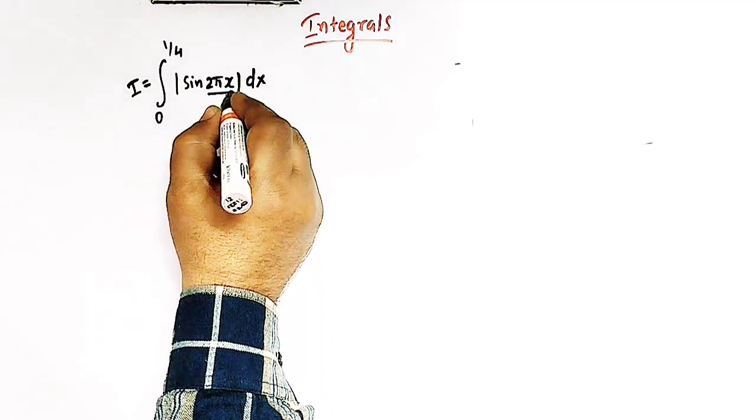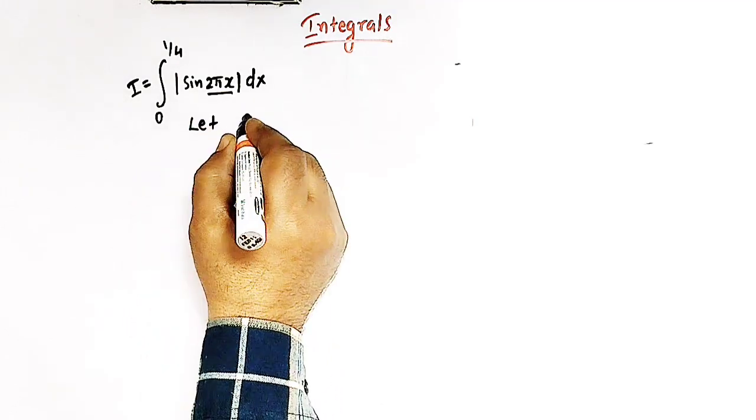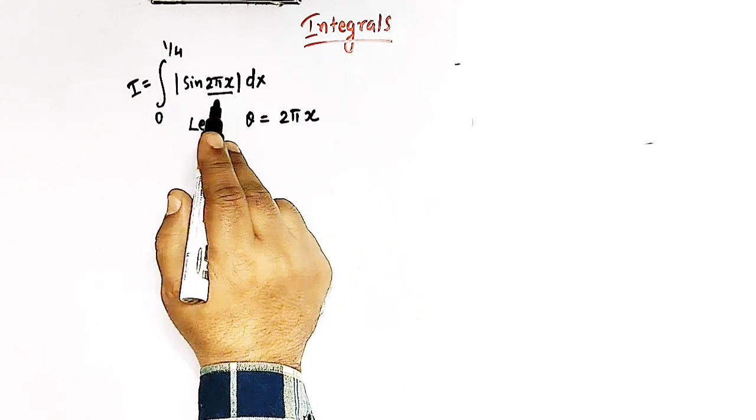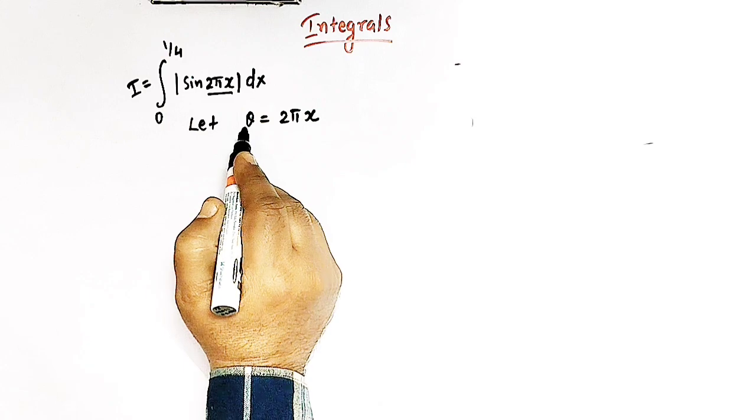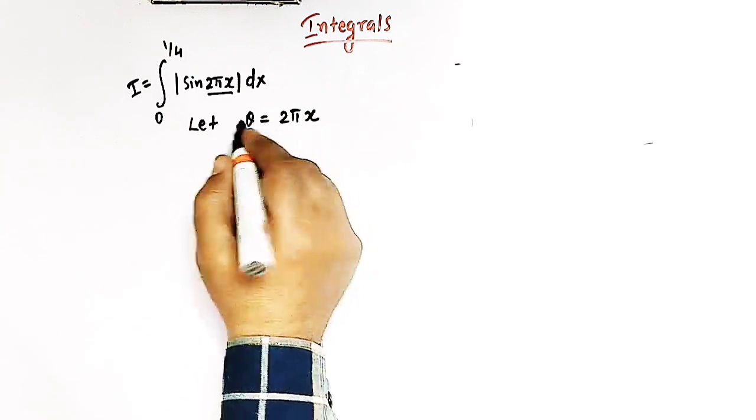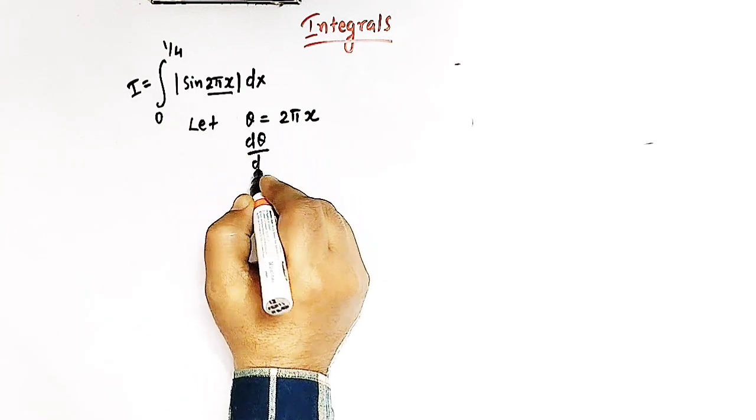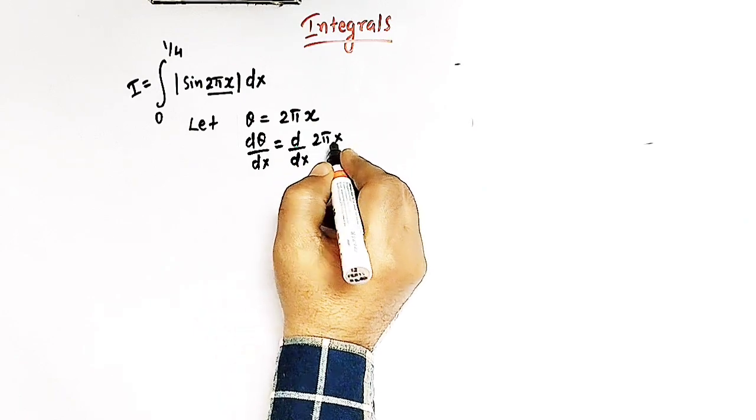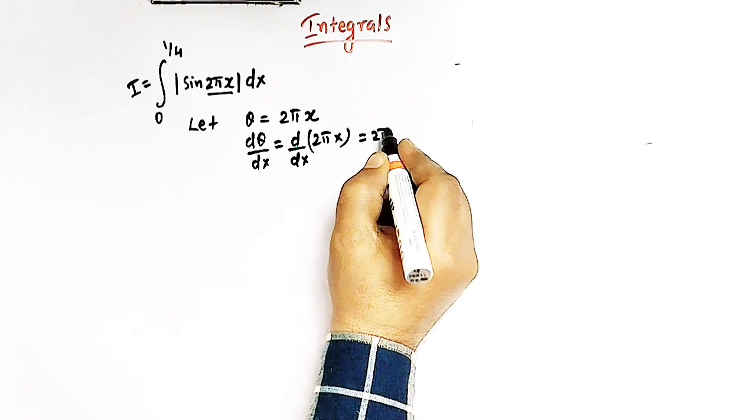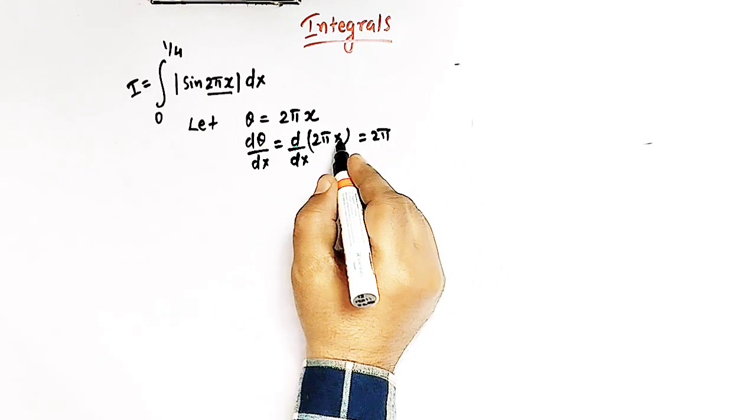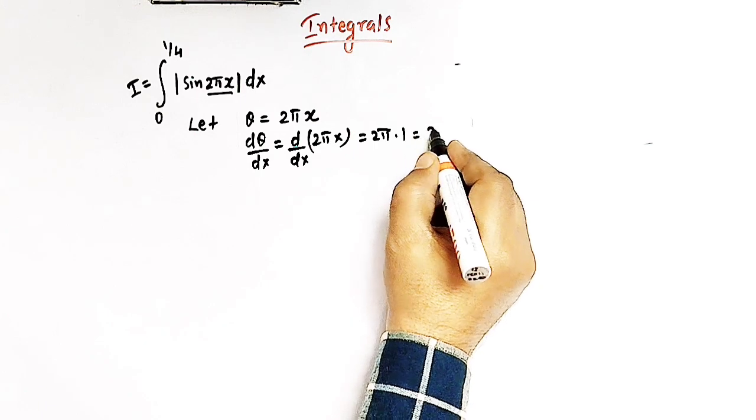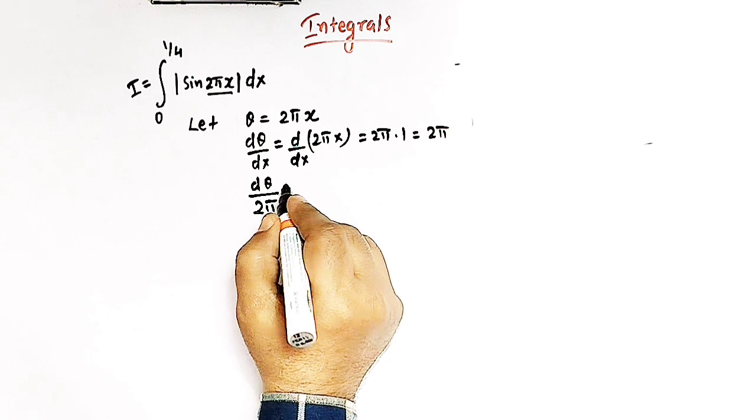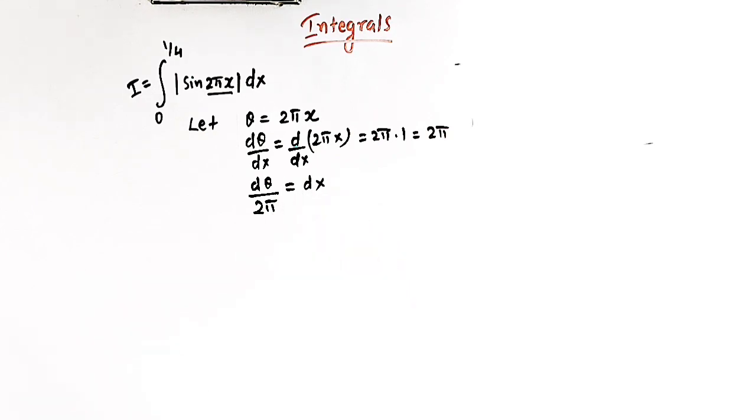So here let us substitute theta is equal to 2 pi x, right? So here we introduce this variable theta, and we'll take theta is equal to 2 pi x. Let us differentiate theta with respect to x. D theta over dx is equal to d by dx of 2 pi x, and we can write 2 pi, and here the derivative of x with respect to x is 1, so this is 2 pi. So d theta over 2 pi is equal to dx, right?